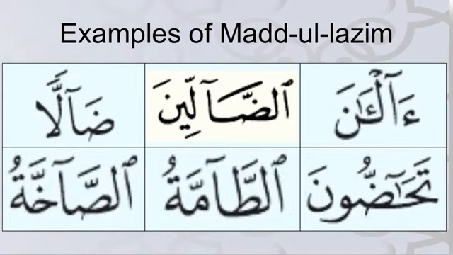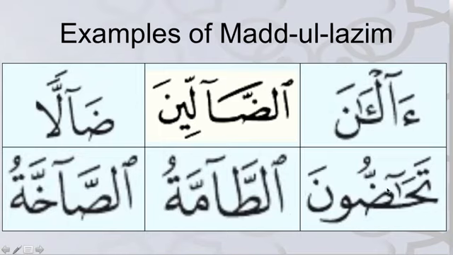Notice how lengthy I'm making this. Ta, fatha, alif, mad, mim, shadda, tam. 6 counts. 6 counts. Now, remember, it is the shadda that is after the mad that causes the mad to be extended to 6 counts. Not the one before, but after.